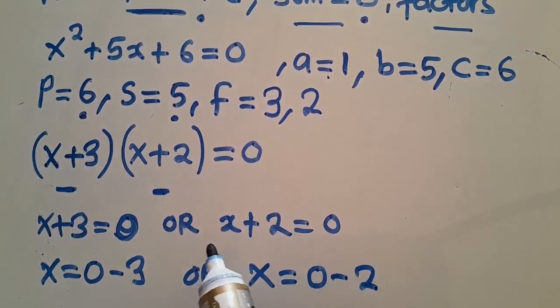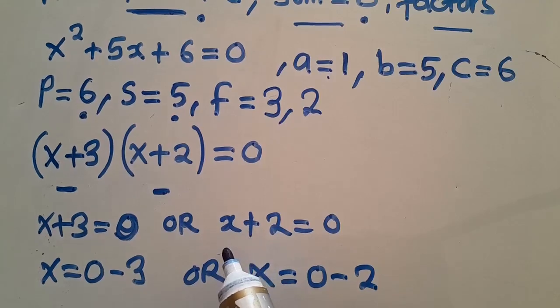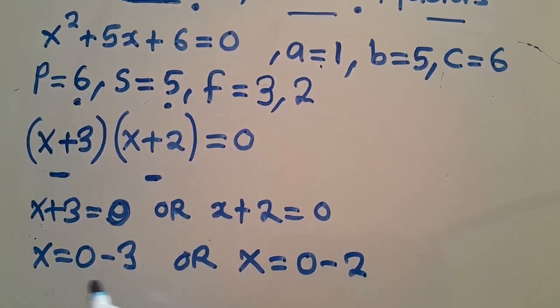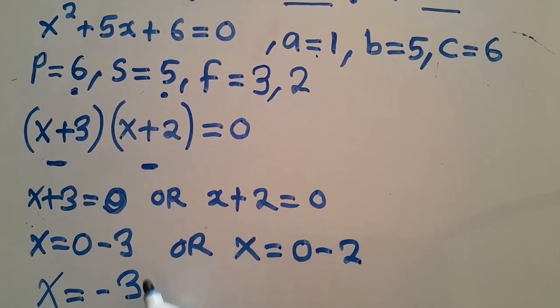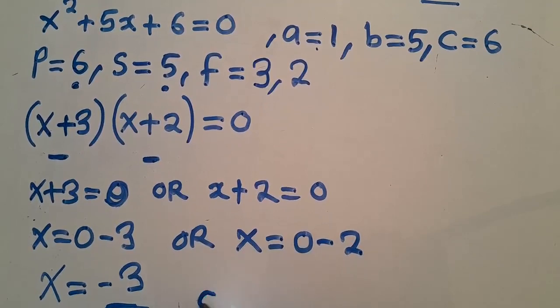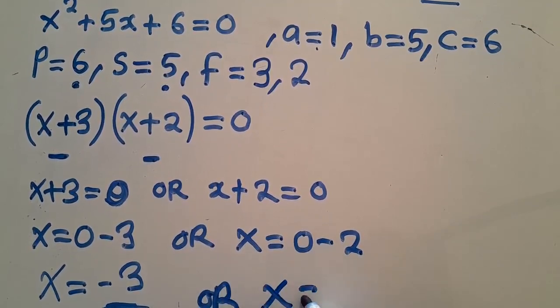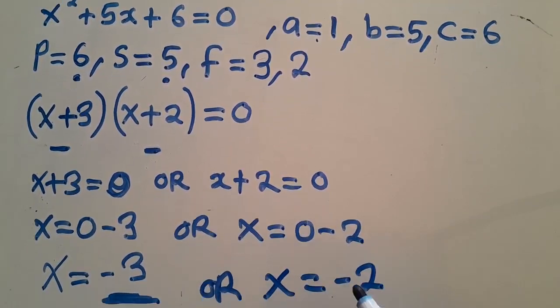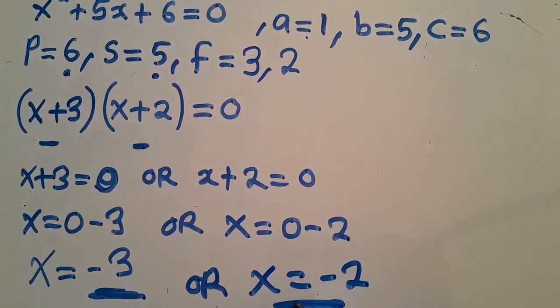So whenever a number crosses the equal to sign, the sign changes. So in this case, x is equal to negative 3. That is our first answer. Or x is equal to negative 2. That is our answer. So that's how you need to solve, and that's how we get to solve quadratic equations.